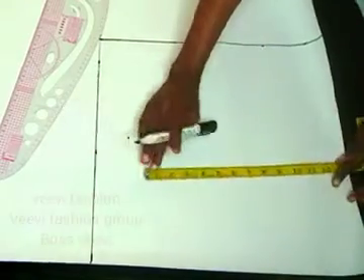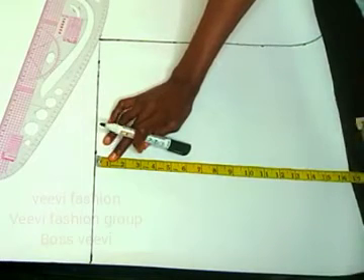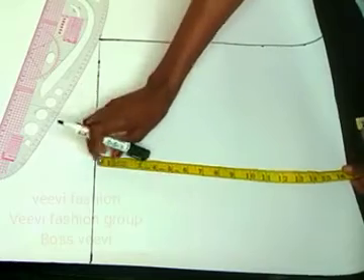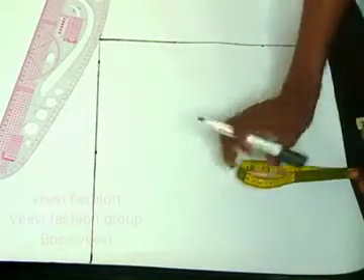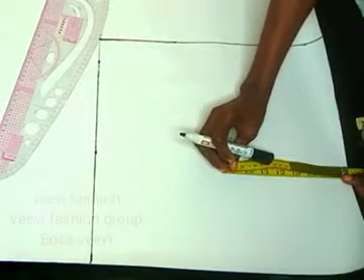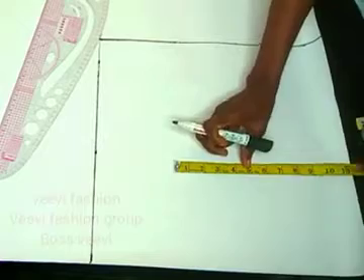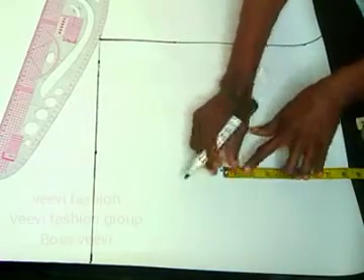Okay, so we're going to be getting the midpoint of what we have here. We're going to be dividing it into 2. Okay, so watch what I'm doing. I'll fold my tape into 2 so that I can get my midpoint and I can easily just mark it. So you can go ahead and do yours like that and then mark it all across.